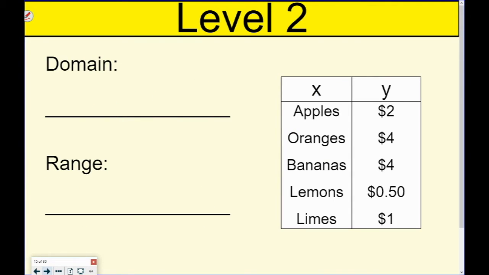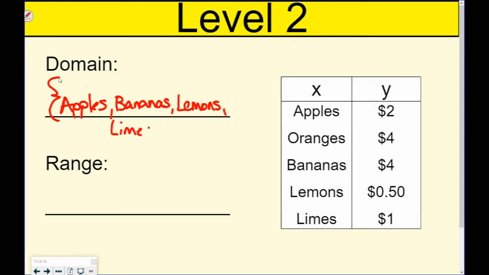Next example, this time I do have words. When you have words, you are going to do alphabetical order. So I'm going to start with apples. And then I'm going to go to bananas. Oh, I can spell. It's a good thing it's written there. And then I have lemons. I'm going to go down here because I'm going to run out of room. Then limes. And finally, oranges. Okay, and there's the end of my set notation.